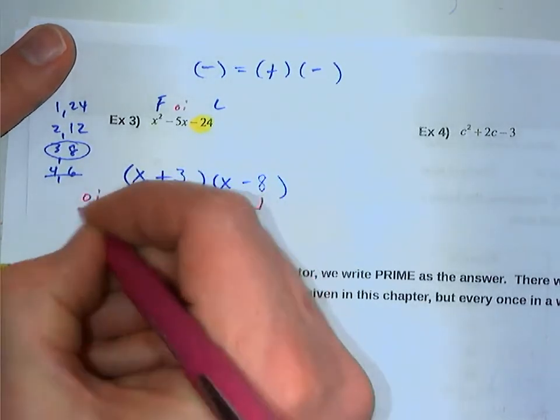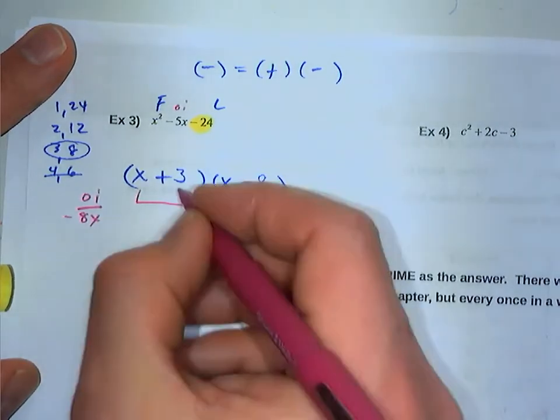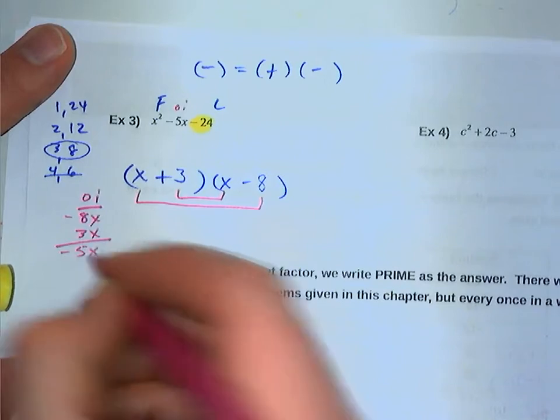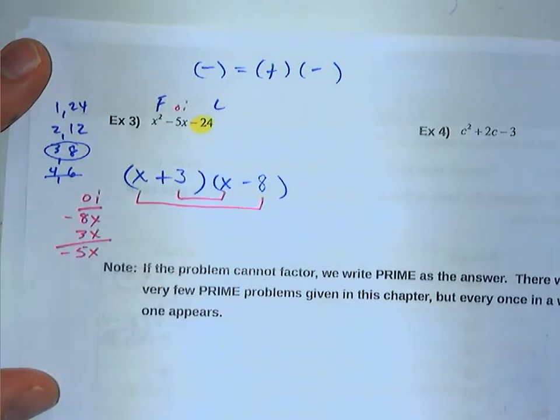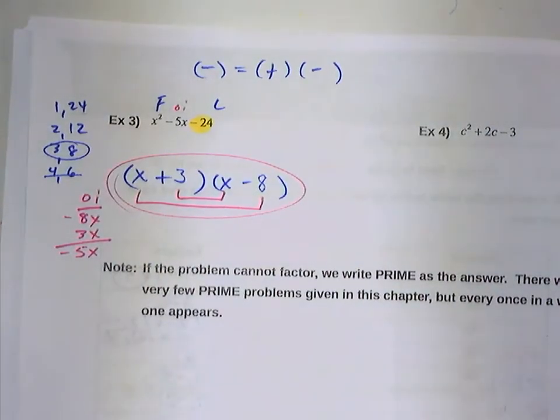OI, check your outsides. That's negative 8x. Insides, that's 3x. Yes. Add it together, that's negative 5x. That's what I want for my OI. My outers and inners should add up to that. I guessed, I checked, and now I can circle or box up the answer. Final answer is x plus 3, x minus 8, or x minus 8, x plus 3, either way. Doesn't matter.